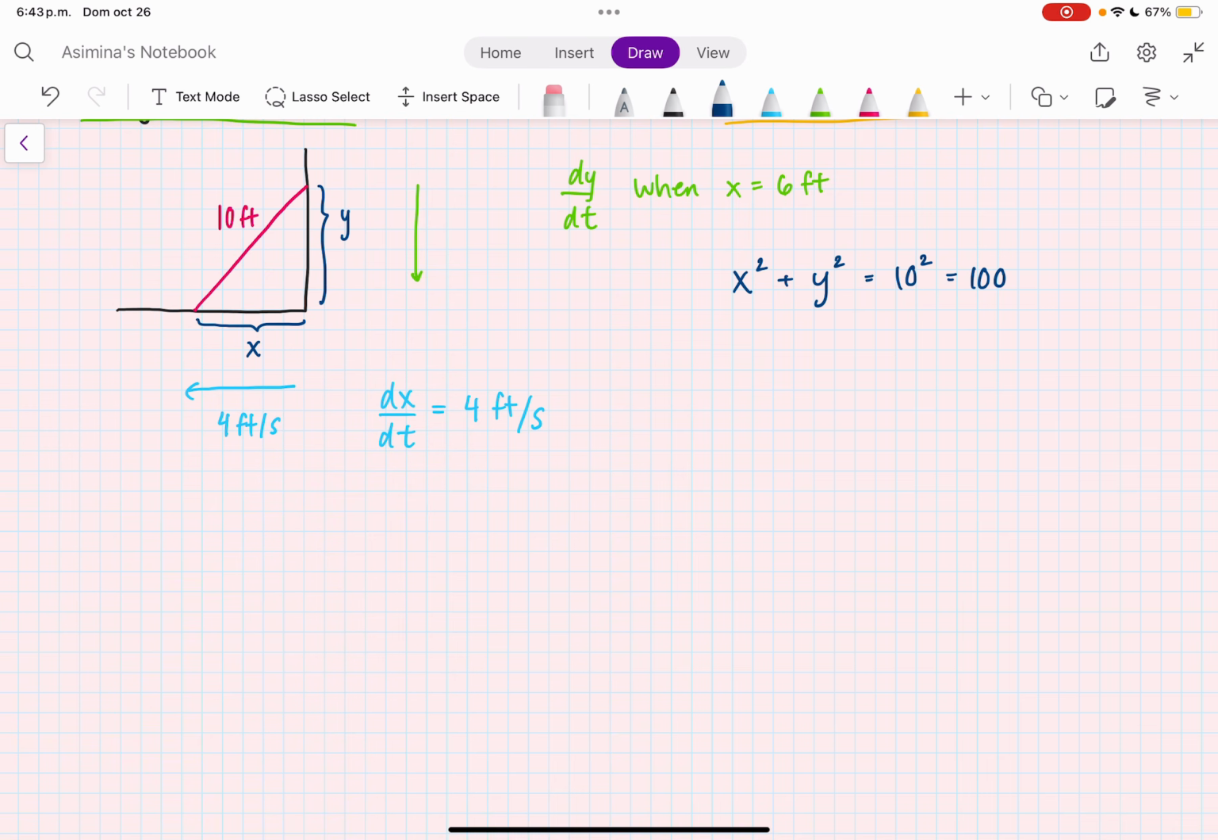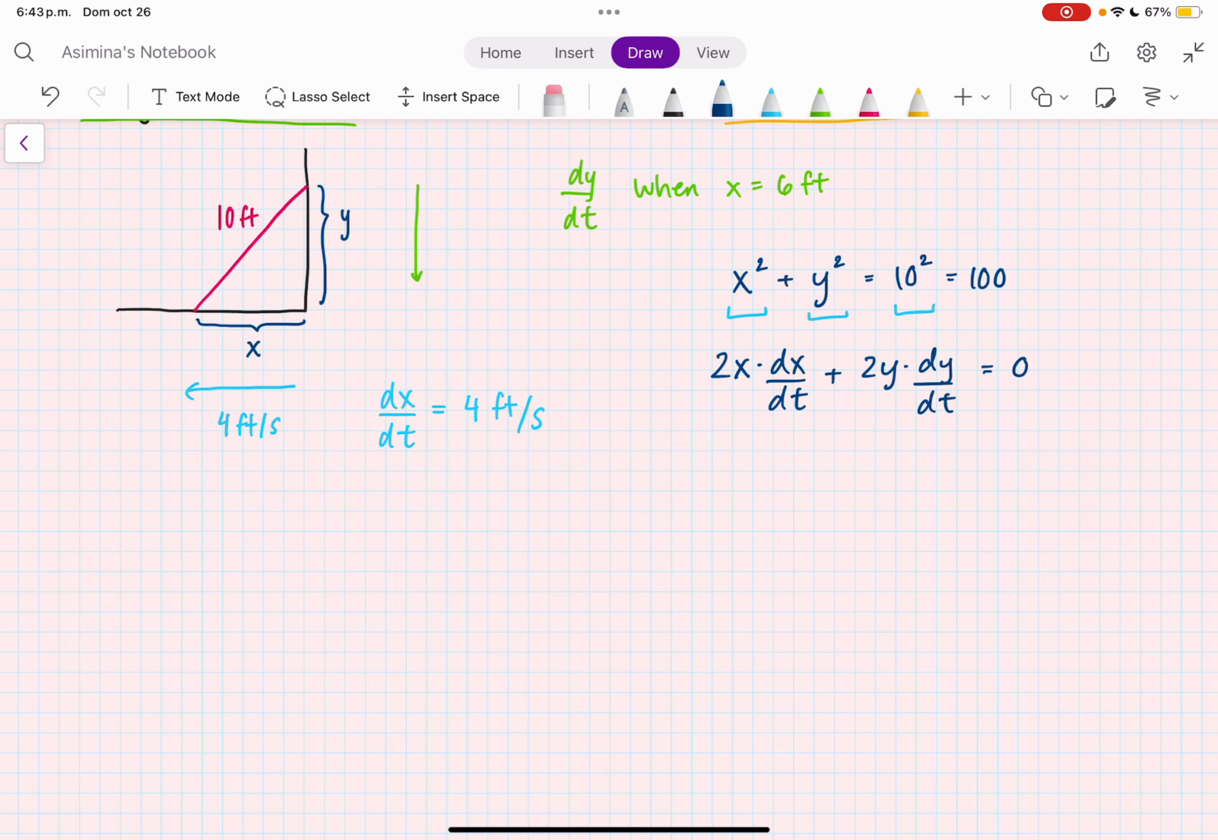Well, this would become 2x times dx/dt, plus this would become 2y times dy/dt, and then this is just a constant. The derivative of a constant is 0. So I get the following.